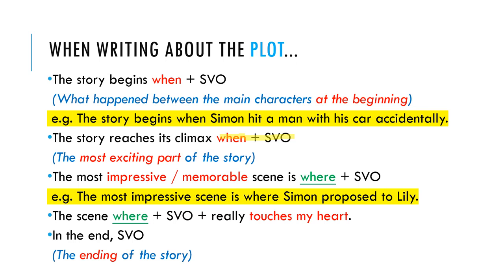And then when you're talking about climax, you can also tell me the most impressive scene or most memorable scene, 最印象深刻或者最難忘嘅嗰一幕. Now, how do you express that meaning in English effectively? You can use this pattern. The most impressive or memorable scene is where, and then subject, verb, object. You can see from the example sentence, the most impressive scene is where Simon proposed to Lily. Propose means 求婚.